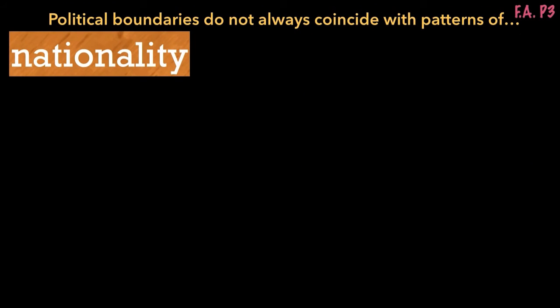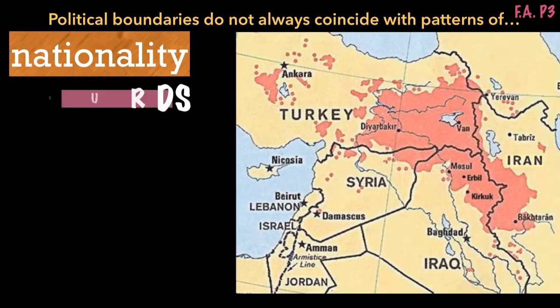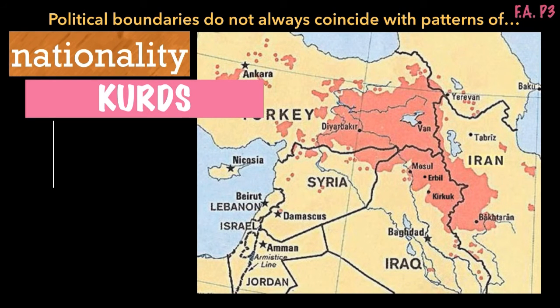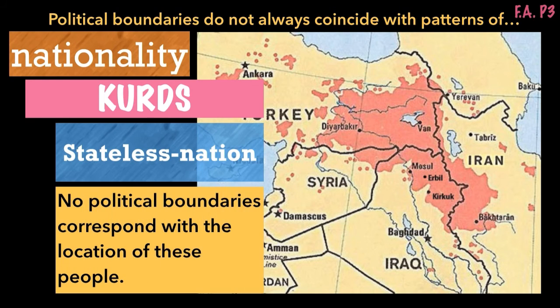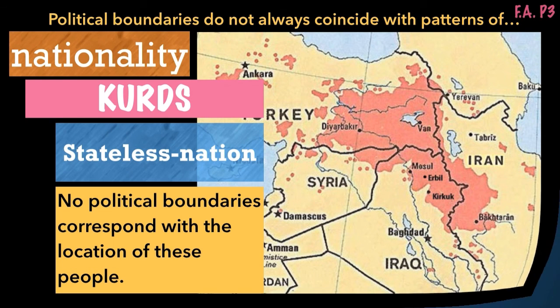Political boundaries do not always coincide with patterns of nationality. This can be seen with the Kurds, who are a stateless nation. The Kurds are divided among Turkey, Syria, Iraq, and Iran. Since no political boundaries correspond with the location of these people, this is an example of when political boundaries do not coincide with patterns of nationality. The Kurds are considered a nationality since they have histories of self-determination.